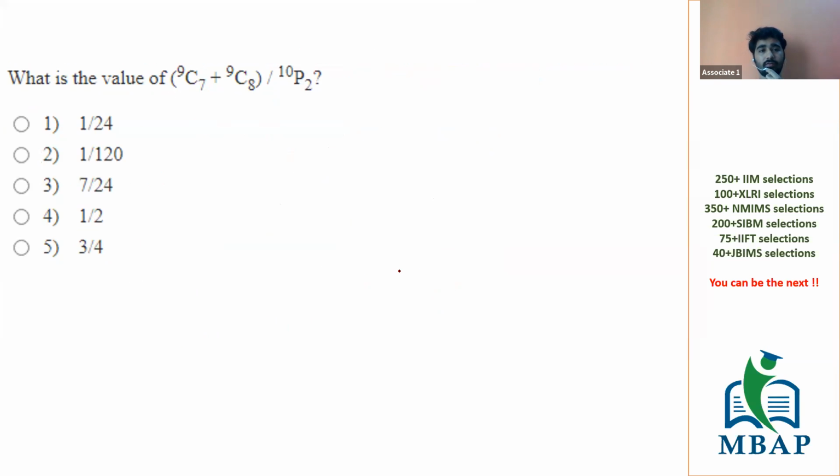What is the value of 9C7 plus 9C8 divided by 10P2? Again, a normal calculation question. Please try to solve it quickly and let me know the answer.